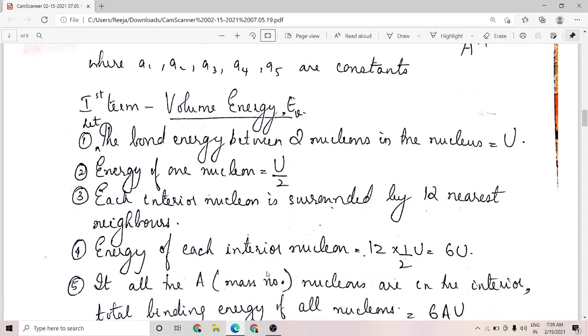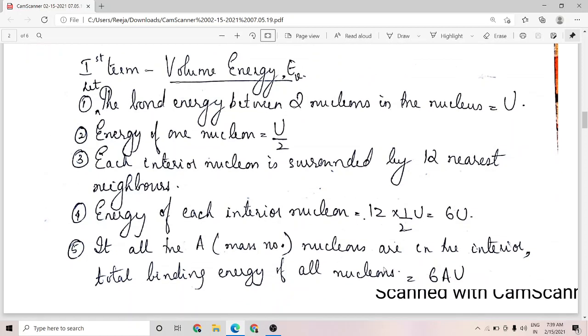If all the A nucleons, A stands for mass number, and mass number stands for the total number of nucleons in the nucleus, and I am assuming that all the nucleons lie in the interior of the nucleus, there are no surface nucleons, all are in the interior, then the total energy is given by 6U, the energy of a single nucleon, into capital A, the total number of nucleons. So the total volume energy is given by 6AU.